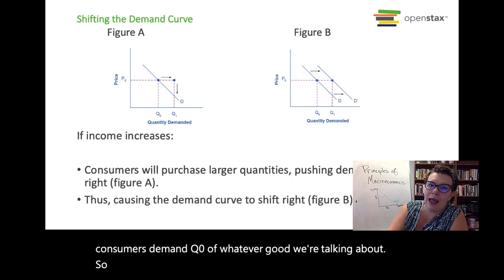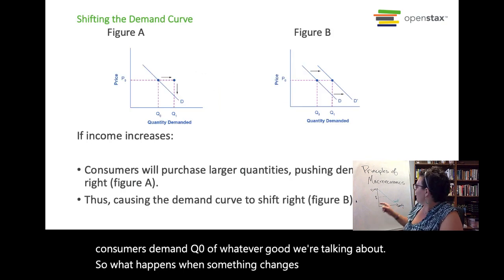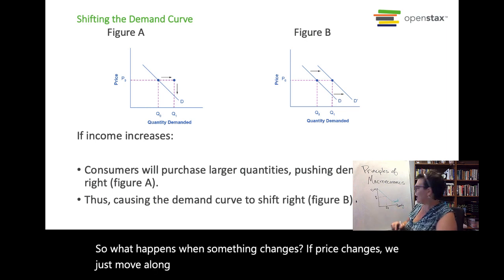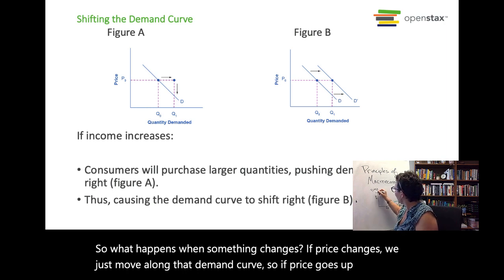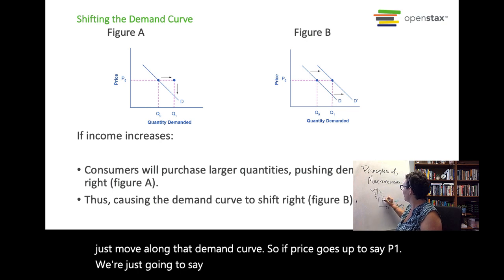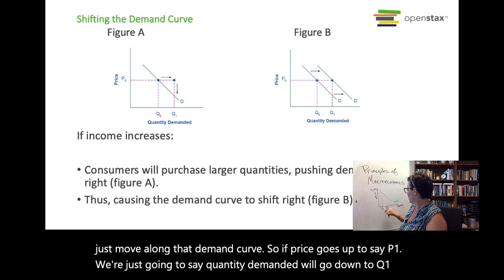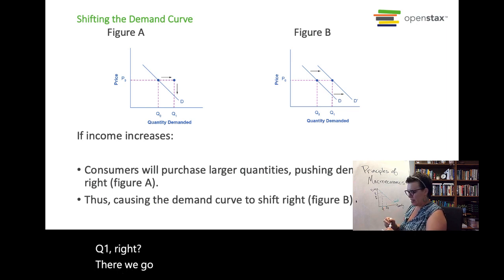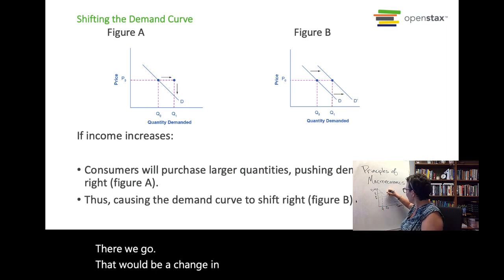So what happens when something changes? If price changes, we just move along that demand curve. So if price goes up to, say, P1, we're just going to say, oh, well, quantity demanded will go down to Q1, right? That would be a change in quantity demanded.